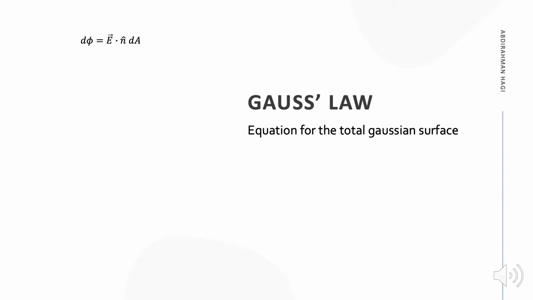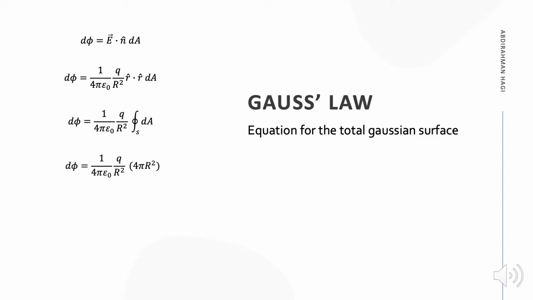From the original equation, E is substituted with its counterpart. The equation is then integrated. Since E is a constant, it doesn't need to be integrated, leaving dA to be integrated. The integration of dA equals 4 pi r squared. After removing all the like terms and simplifying the equation, we are left with a simple equation that solves for the total electric flux through a surface, the sphere surface.